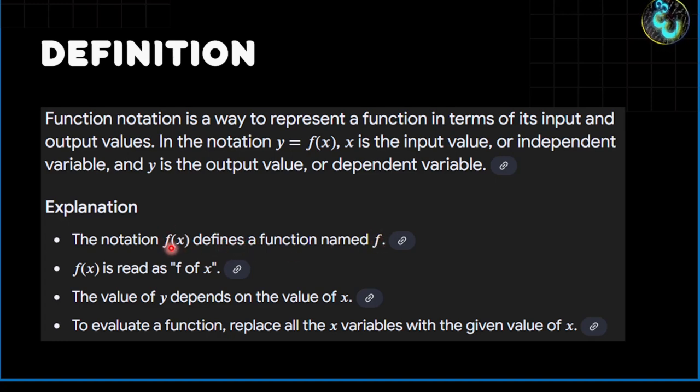The notation f open parenthesis x close parenthesis defines a function named f. Meaning, this notation defines a function which is named. f(x) is read as f of x. The value of y will depend on the value of x. To evaluate a function, or to evaluate f of x, we must replace all the values of the variable x with a given value of x. Let's try to put that into perspective.